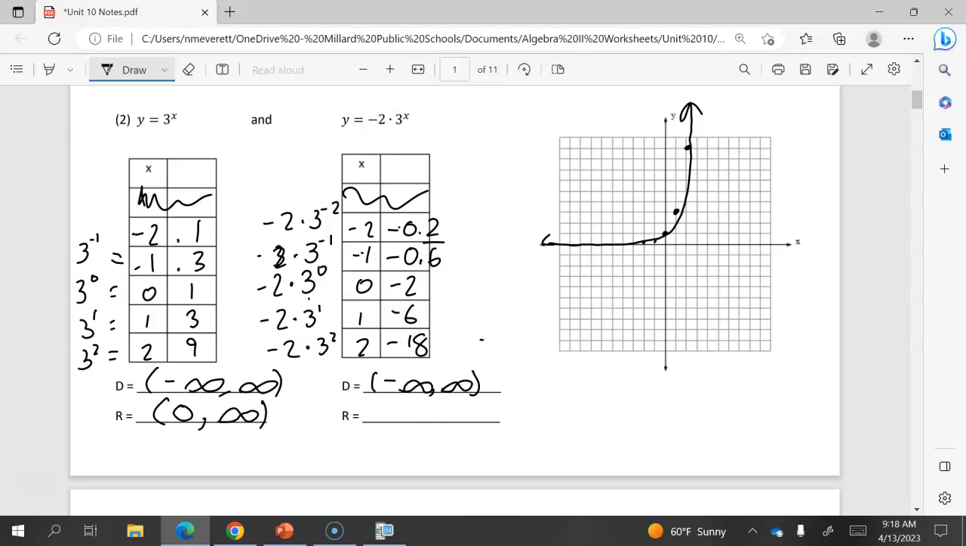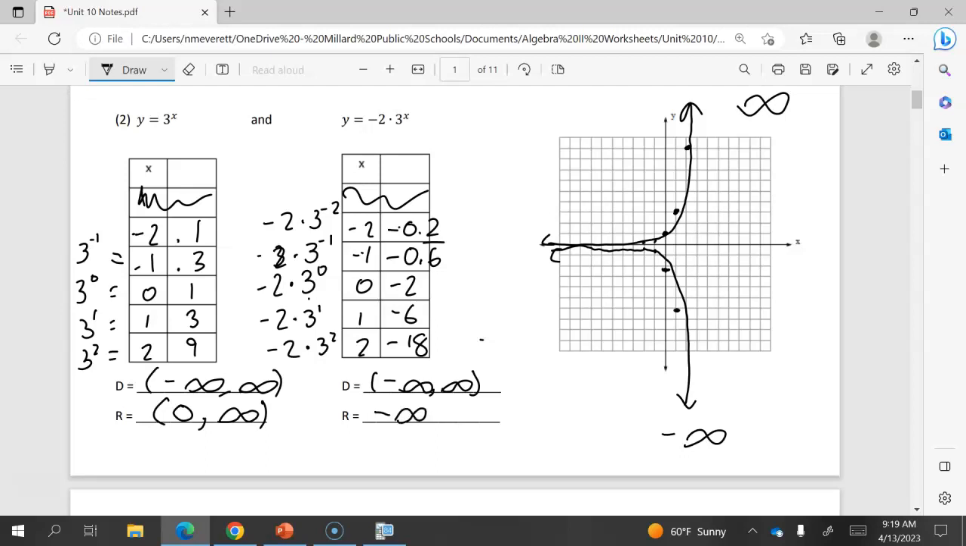Now if we graph the second graph, 0, negative 2 is here, 1, negative 6 is here. I'm not going to do the negative 18 because that's just way down here, so don't worry about graphing that. Negative 1, negative 0.6 is right about there, and then negative 2, negative 0.2 is right about there. So this is now kind of a downwards facing graph. Not the best looking graph, but it doesn't have to be. Now this one's different. Instead of pointing up, we're pointing down. So instead of going up to positive infinity, like this one up here, you're going down to negative infinity. So we're going to write that first.